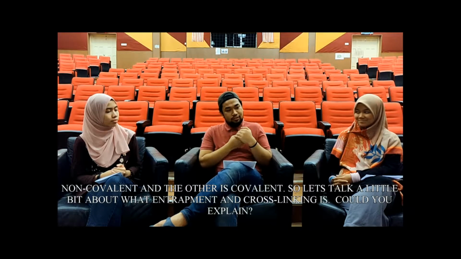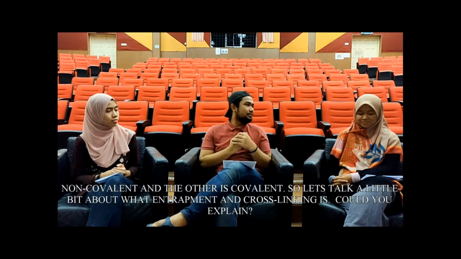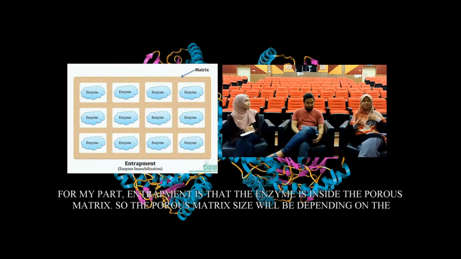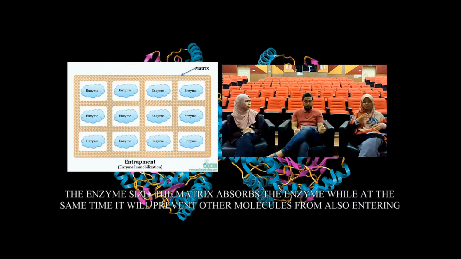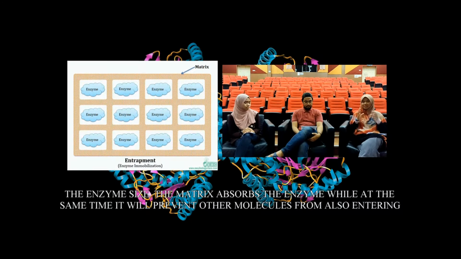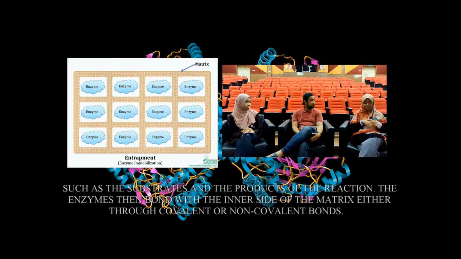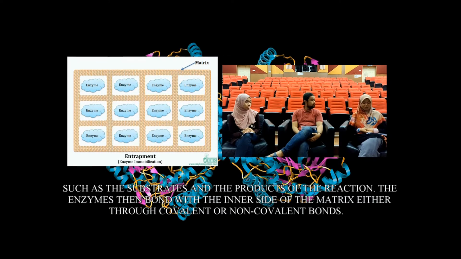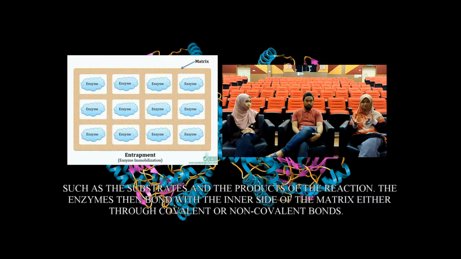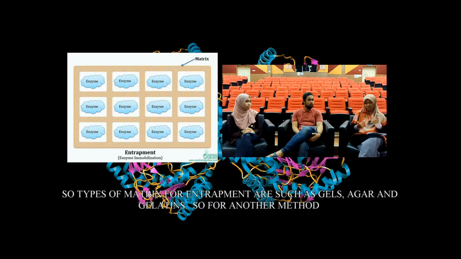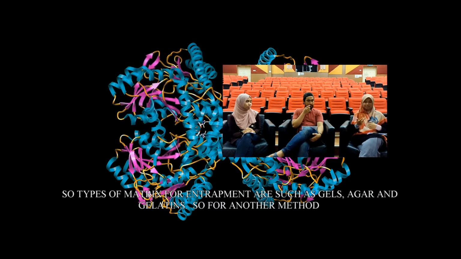Okay, so let's talk a little bit about what entrapment and cross-linking is. Could you explain? Okay, so from my part, entrapment is where the enzyme is inside the porous matrix. The porous matrix size will depend on the enzyme size. The matrix absorbs the enzyme, while at the same time it prevents other molecules from entering, such as the substrates and also the product of the reactions. The enzymes then bond with the inner of the matrix, either through covalent or non-covalent bonds. Types of matrix for entrapment are such as gels, agar, and gelatins.